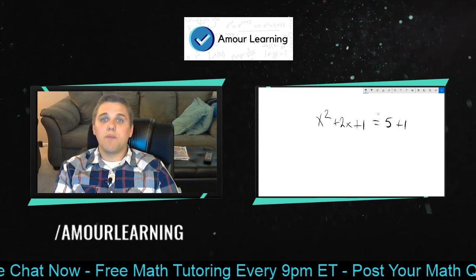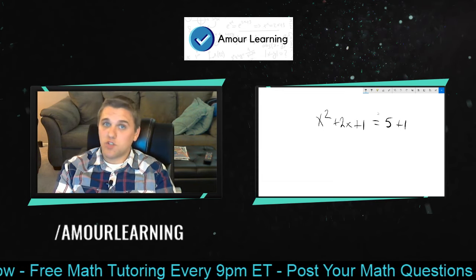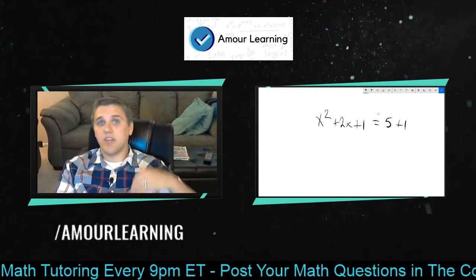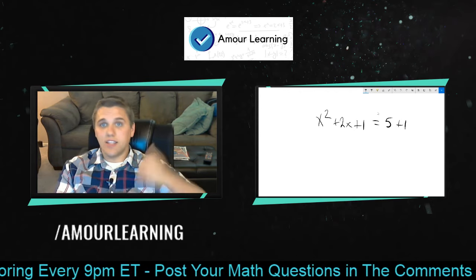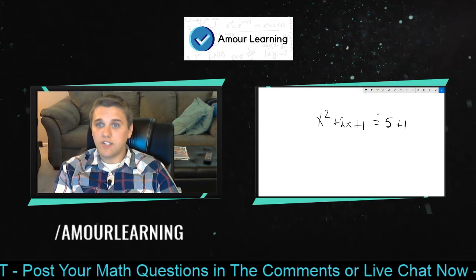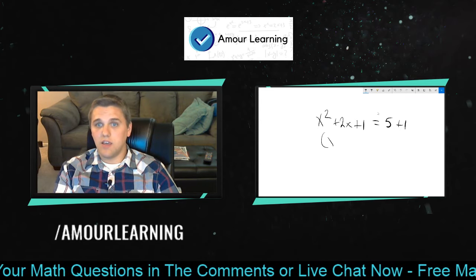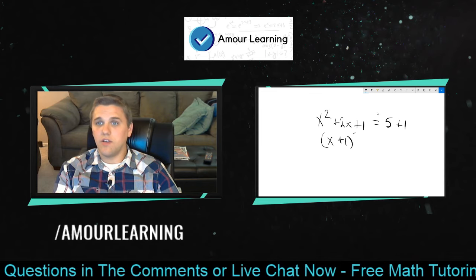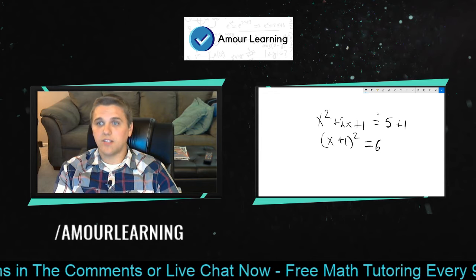Now I have what's called a perfect square. And you might know what a perfect square is. There's plenty of those, like 1, 4, 9, 16, 25. Those numbers are all perfect squares. This is actually a perfect square. It happens to be x plus 1 squared equals 6.